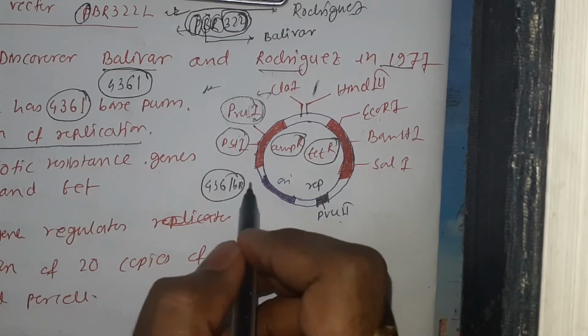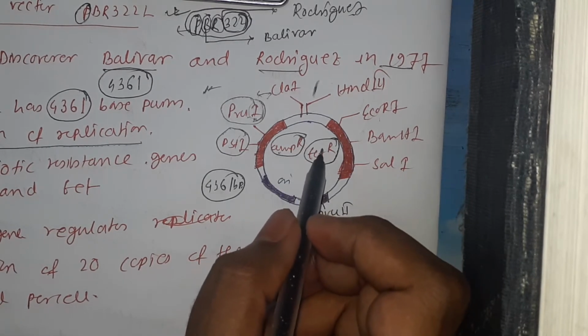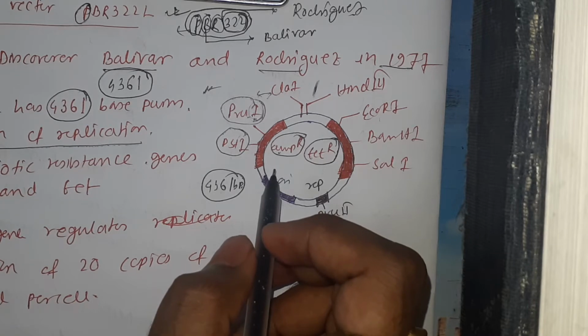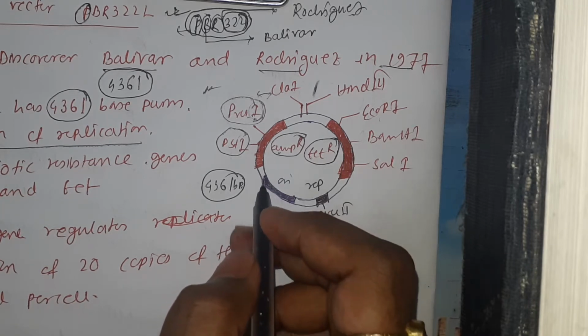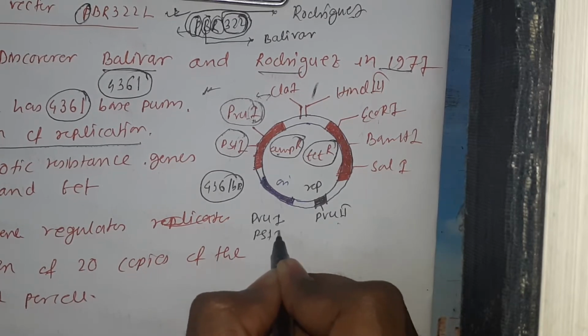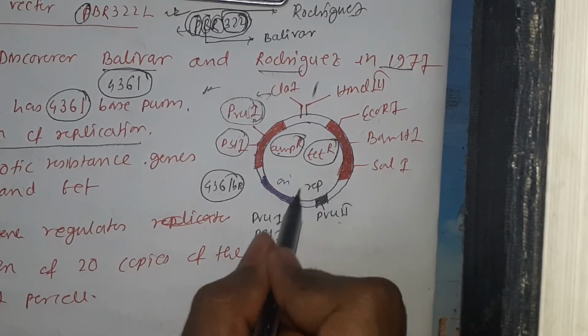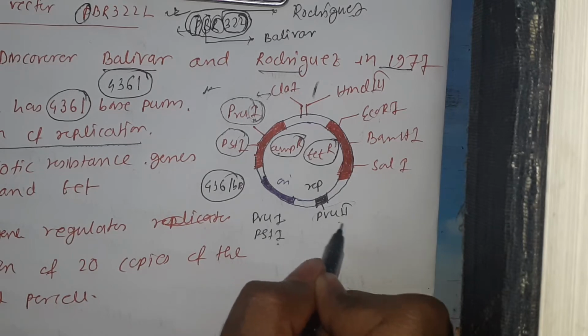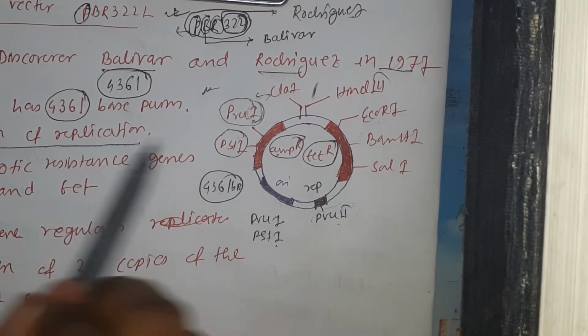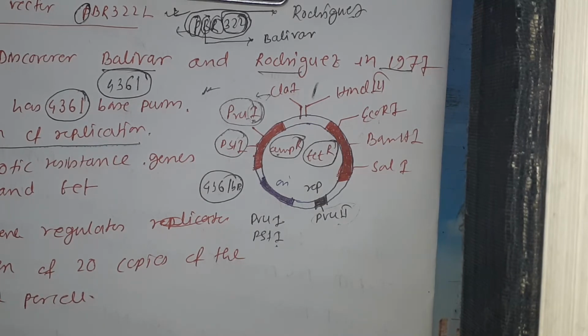So we have the ampicillin resistance gene and the tetracycline resistance gene. On the ampicillin resistance gene we have recognition sites for PvuI and PstI. In the rop gene we have the recognition site for PvuII, and in the tetracycline resistance gene we have EcoRI, BamHI and SalI. And here we have our origin of replication.